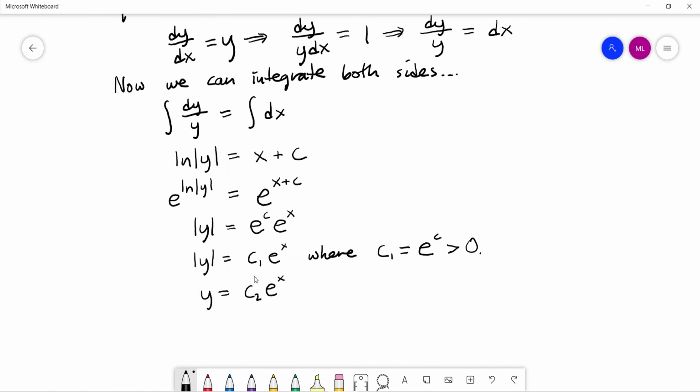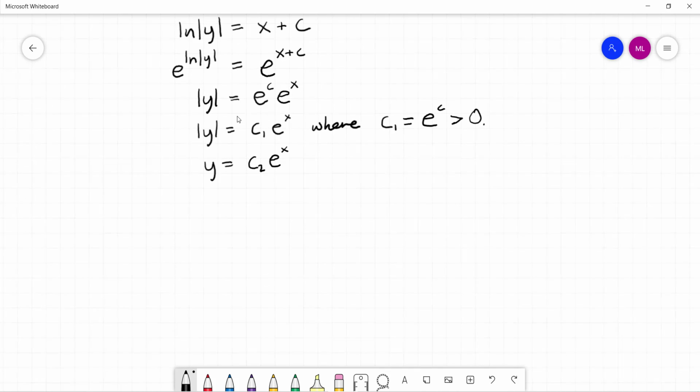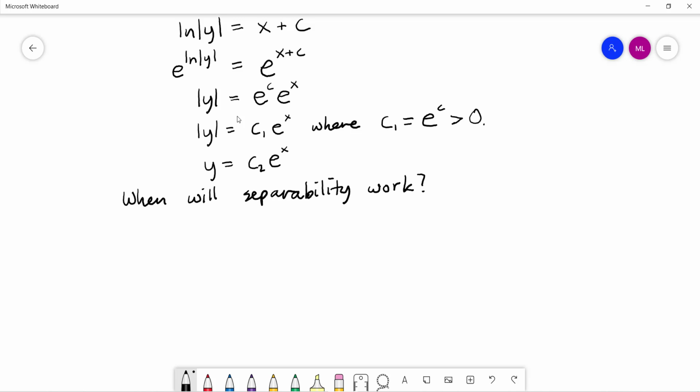Okay, so this method is going to be really, really nice and useful. We're going to be able to solve a lot of differential equations with this approach, including ones a lot more complicated than the one that we just looked at. So when will this work? When will the separability work? When is a differential equation going to be separable? When can we isolate the x variables on one side and the y variable on the other side?